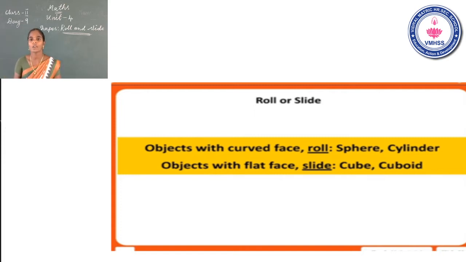Children, roll or slide. Objects with a curved face roll, for example, sphere and cylinder. Objects with a flat face slide, for example, cube and cuboid. Children, is it clear?